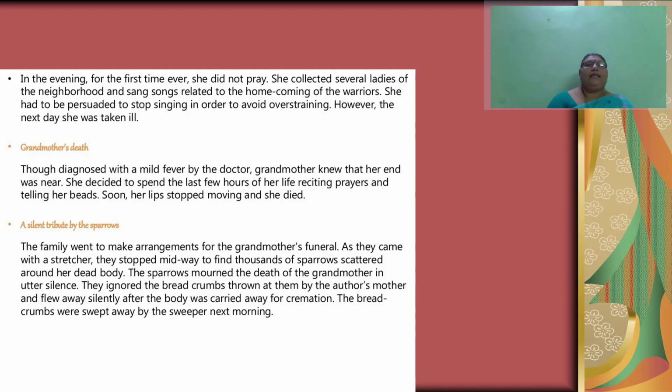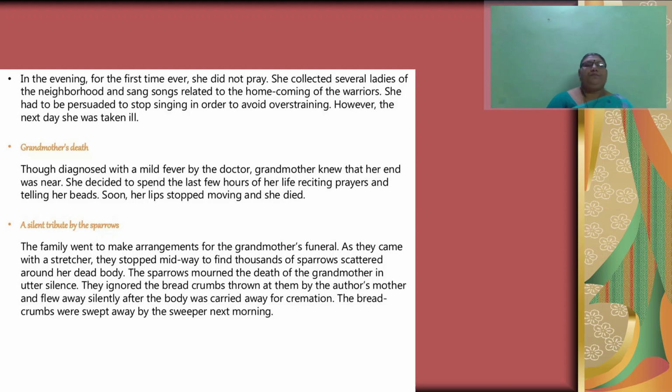However, the next day she was taken ill. Grandma's death: though diagnosed with a mild fever by the doctor, grandmother knew that her end was near. She decided to spend the last few hours of her life reciting prayers and telling her beads. Soon her lips stopped moving and she died.